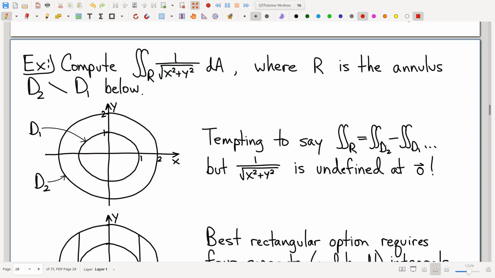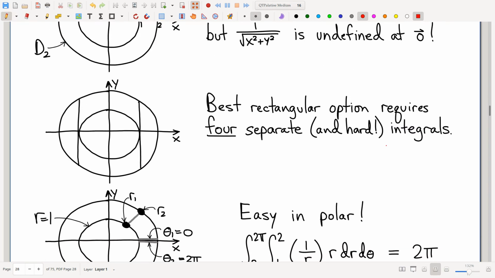So what else might we do? Well, I suppose we could break this up into 4 pieces, like so.